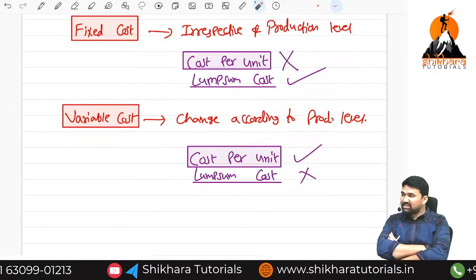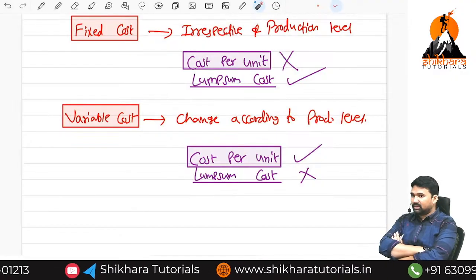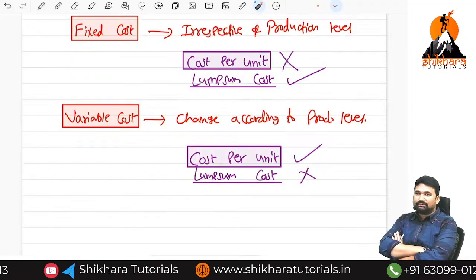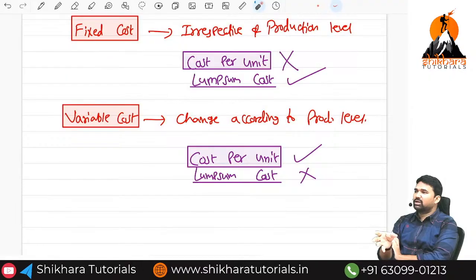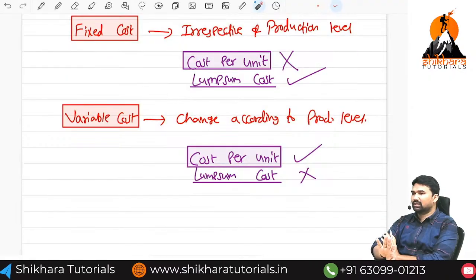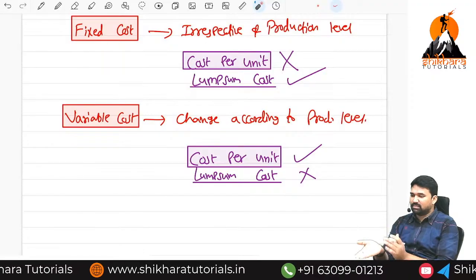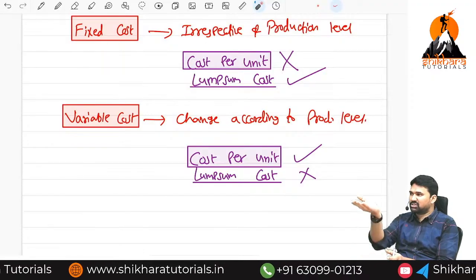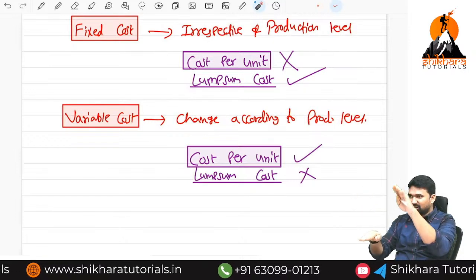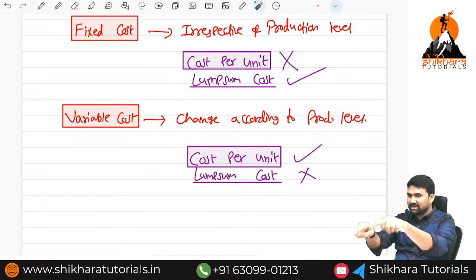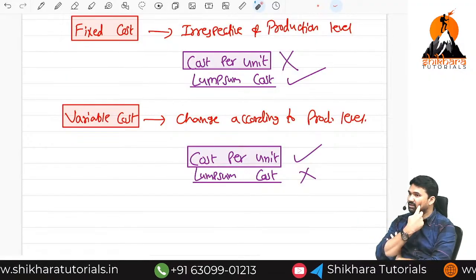Okay, so this is the basic nature of fixed cost and variable cost. Simple. If costs are changing according to the level of activity, say for example, you are increasing production, costs also increasing. You are decreasing production, costs also decreasing. These kind of costs are variable costs.